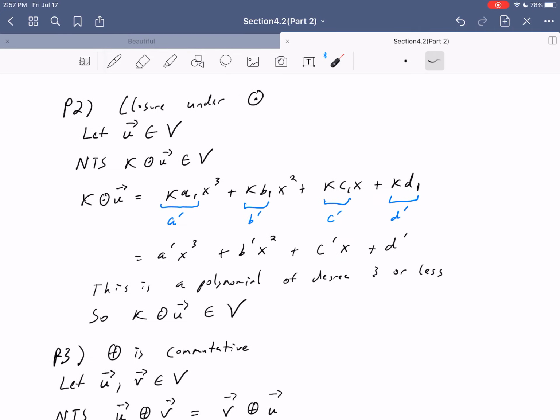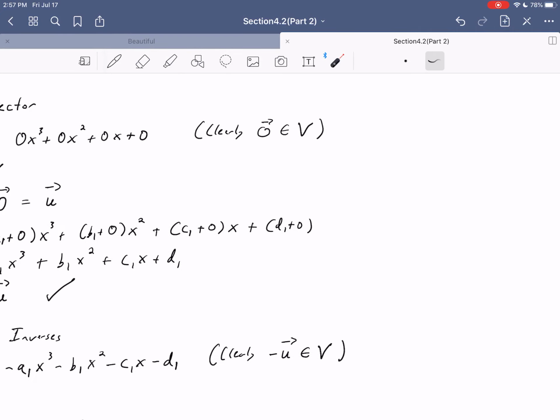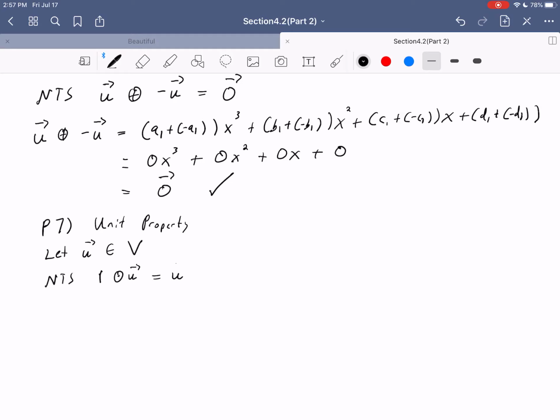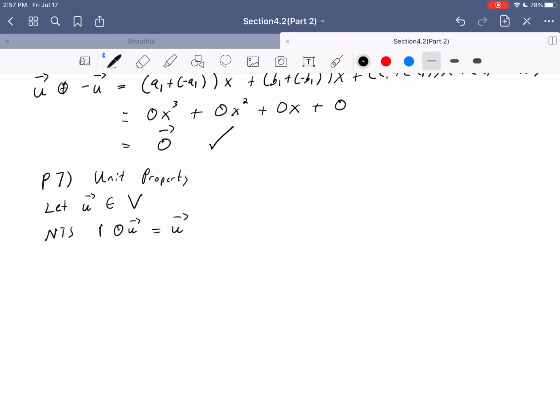So we'll go further down. There we go. We can probably fit property 7 here. So P7, this is often referenced as the unit property. So this one, we can just say let U be an element of our vector space, and we need to show that 1 dot U is equal to U. So in other words, when you use the scalar 1 and you use your scalar multiplication, you get the same vector. So again, we'll just work from the left-hand side to the right-hand side.